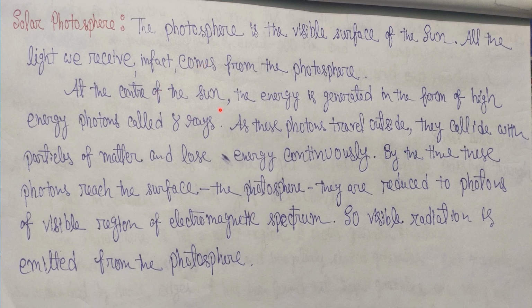At the center of the Sun, the energy is generated in the form of high energy photons, which are also known as gamma rays. As these photons travel outside, they collide with other particles of matter and lose energy continuously. By the time these photons reach the surface, which is known as the photosphere, they are reduced to photons of the visible region of the electromagnetic spectrum. So all the visible radiation is emitted from the photosphere.